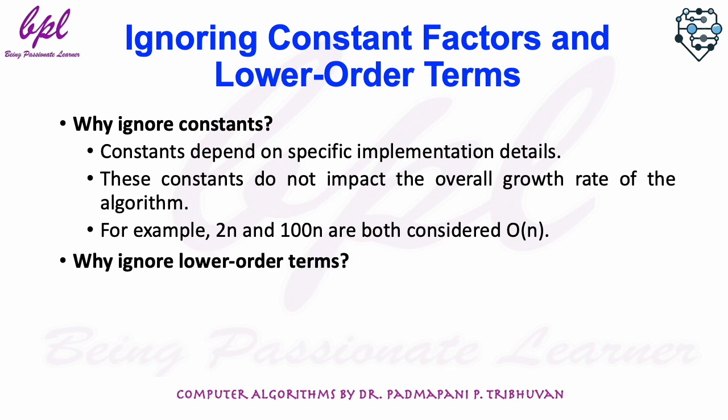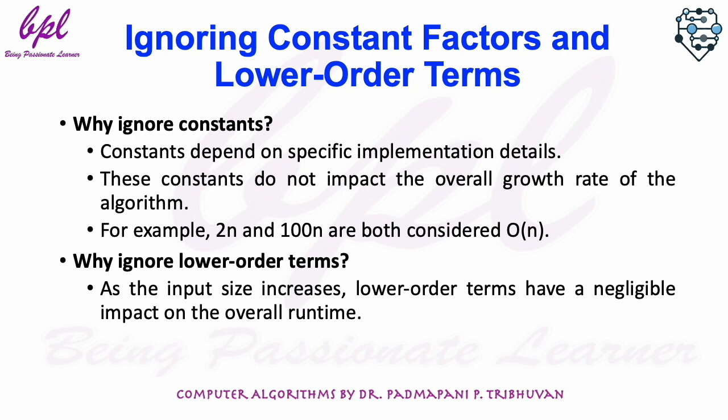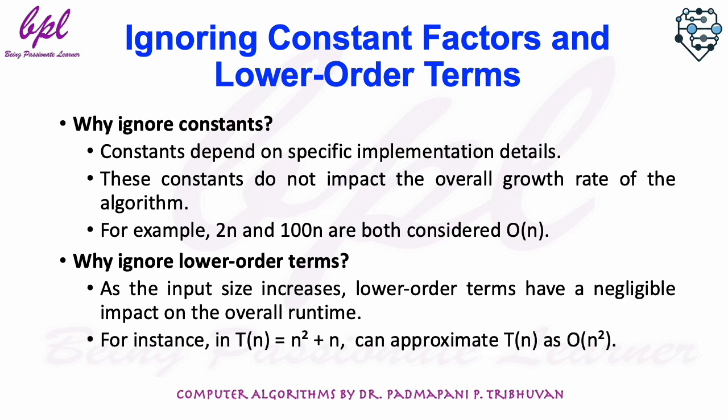Why ignore lower order terms? As the input size increases, lower order terms have a negligible impact on the overall runtime. For instance, in T(n) = n^2 + n, the n^2 term grows faster than the n term for larger values of n. Thus, the lower order term n can be ignored and we can approximate T(n) as O(n^2).